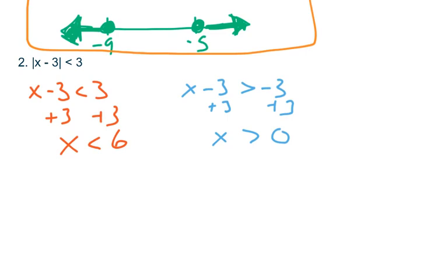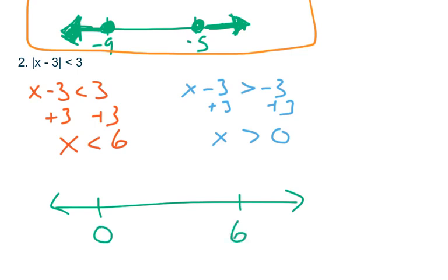And then let's go ahead and sketch a graph. So I'm going to have my two numbers. 0 is obviously the smaller of the two, so 0 goes to the left. I'm going to have open circles at both. Okay, so this says x is greater than 0. Greater than is to the right, this way. And x less than 6 means we're going to the left from 6.